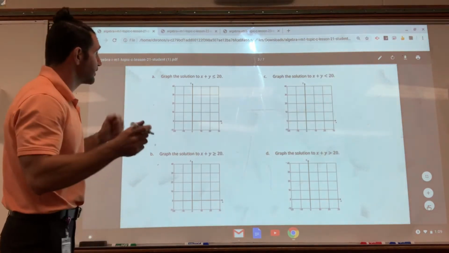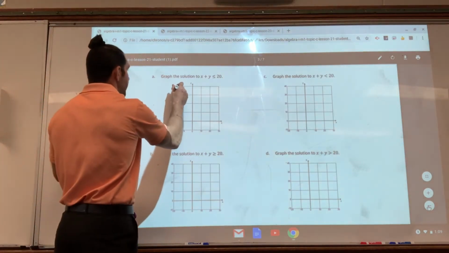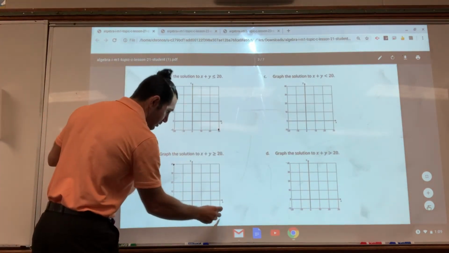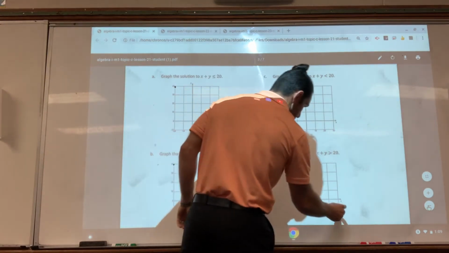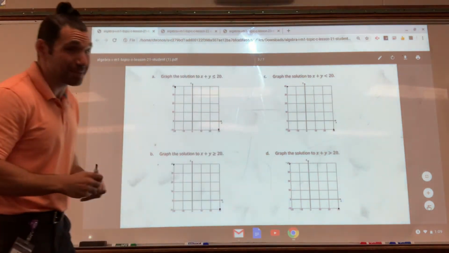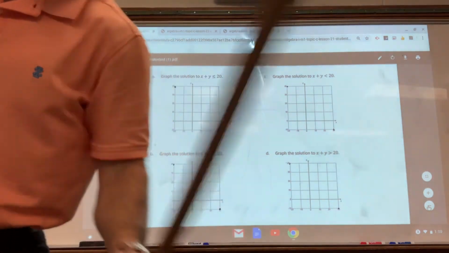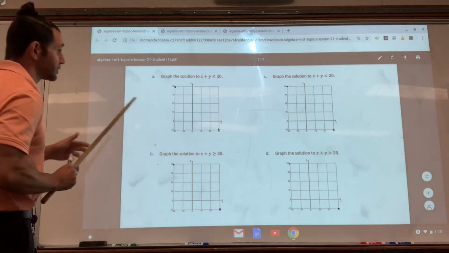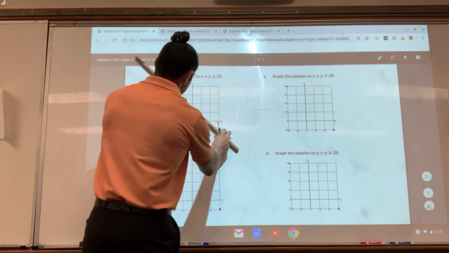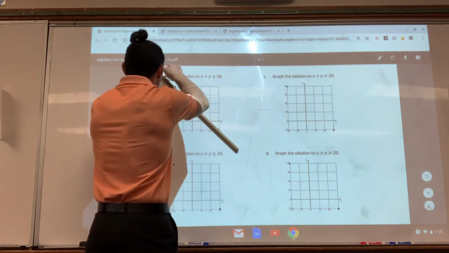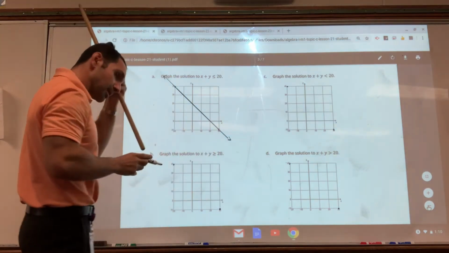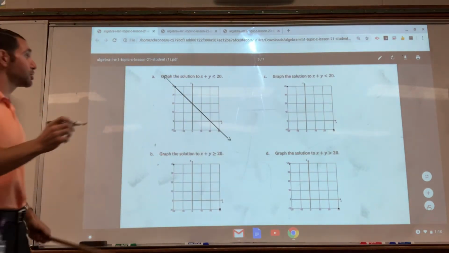So graph the solution set of x plus y is less than or equal to 20. Well, first off, I'm going to put where I know my points are on this immediately. That way I know that I'm graphing the same graph over and over, because it's going to be the same graph with some small tweaks. So this is less than or equal to. That tells me 2 things immediately. Because it's less than or equal to, I know that I am having a solid line. The less than tells me to shade below.